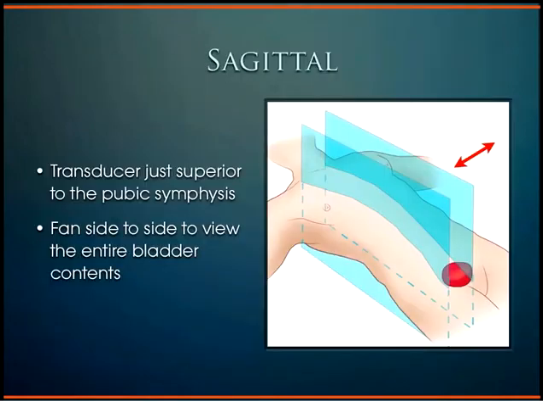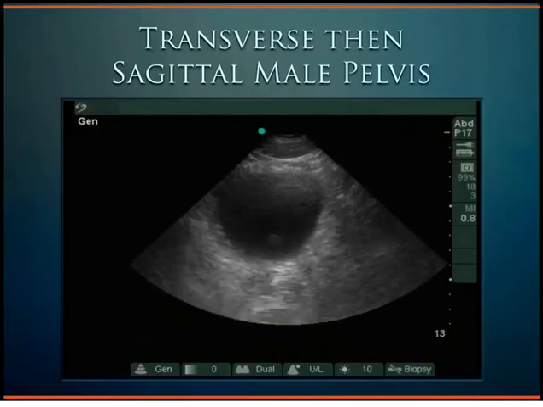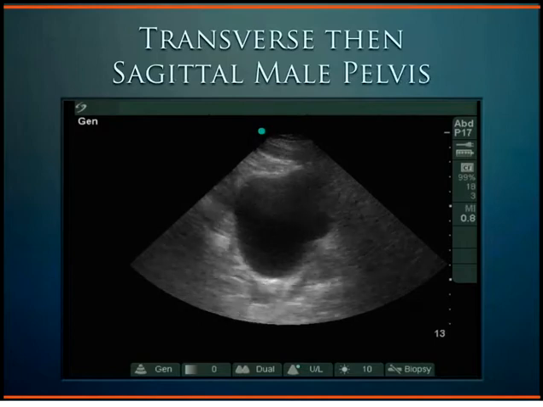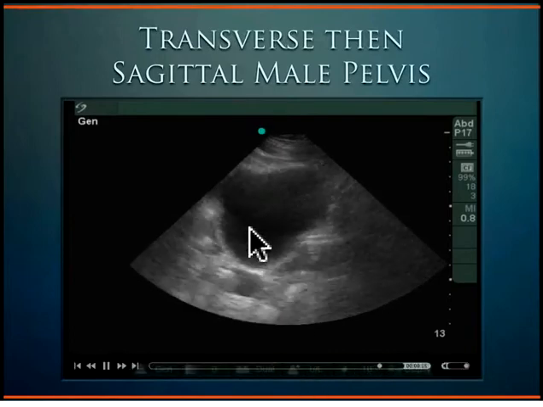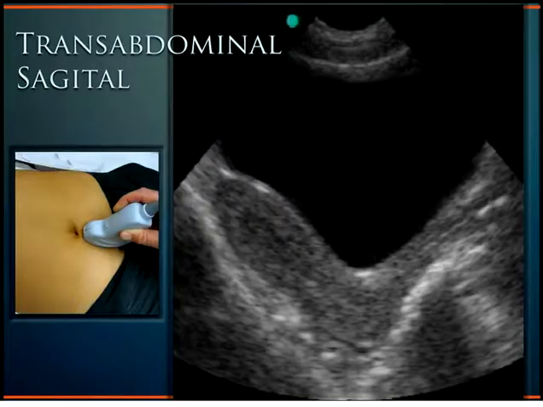Now, when we switch to the sagittal plane, we aim that indicator towards the patient's head, and we're going to be fanning side to side in this case in order to see the entire bladder contents. This is an example here of a transverse view, and then going into a sagittal view here of the male pelvis. Now we're in a sagittal view, the bladder appears a little bit more triangular shaped. In that transverse view, it appeared more rectangular shaped. Now, with the female pelvis in the sagittal view, we now have the organ stretching out on their long axis. So what we see here is the bladder as a triangular shaped structure because it's now sagittal.